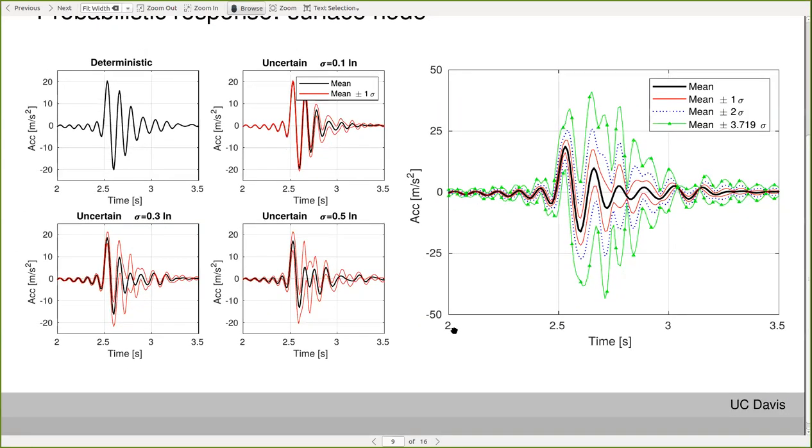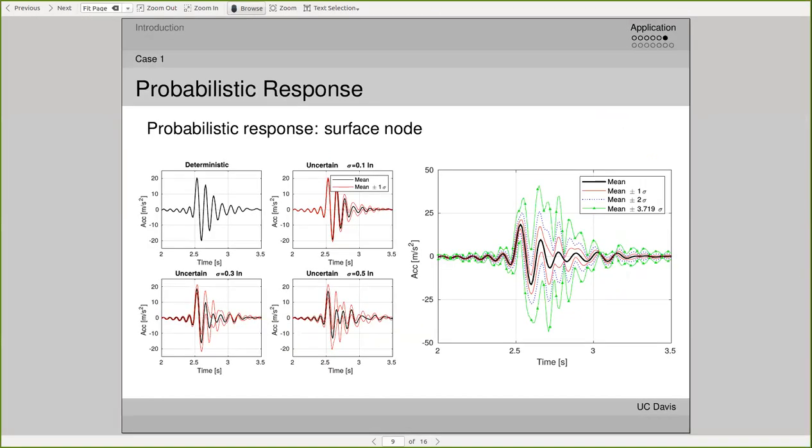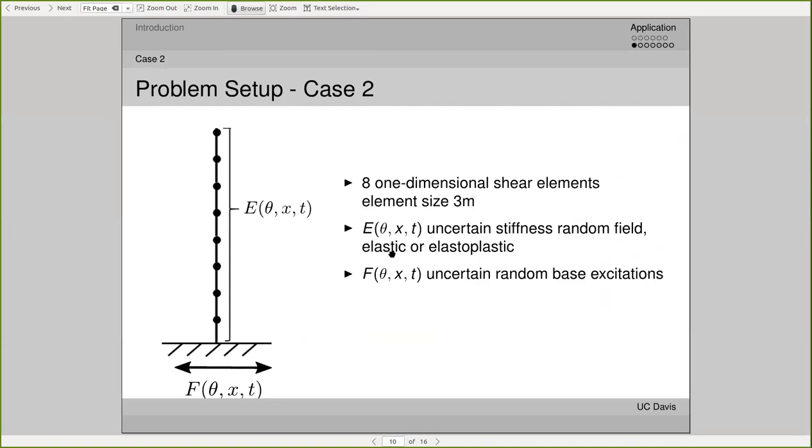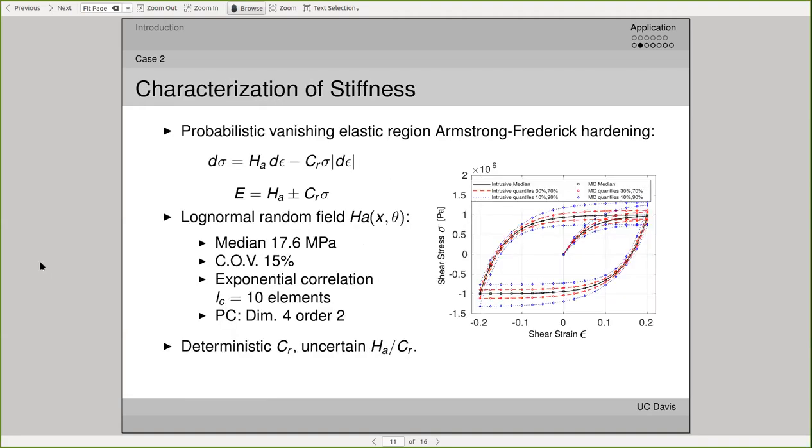And then we show the second case. We still have the same model, but now we have a different input characterization for the uncertain stiffness and uncertain random excitations. For the random stiffness in the second model, we're going to use a probabilistic constitutive model, a nonlinear model, which is based on the vanishing elastic region and Armstrong kinematic hardening. As the equation shows, we have two random parameters: one is HA, the other is CR.